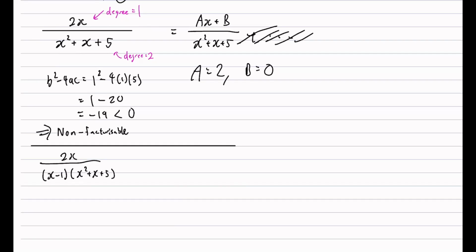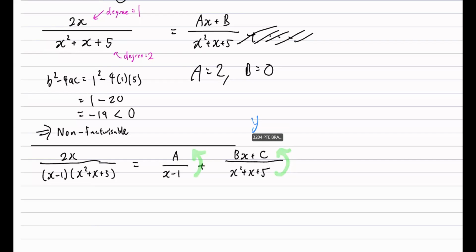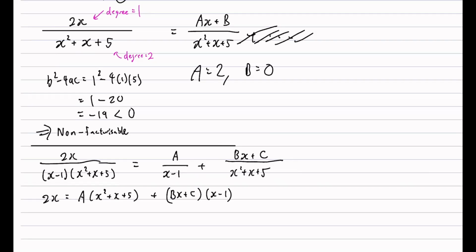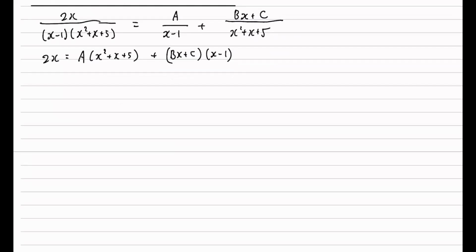Then that's when you really need to prime factorize. So a over x minus 1 plus bx plus c over x squared plus x plus 5. Is this part clear? 1 degree less, 1 degree less? Okay, after that, just multiply. So you get 2x equals a times x squared plus x plus 5 plus bx plus c times x minus 1.